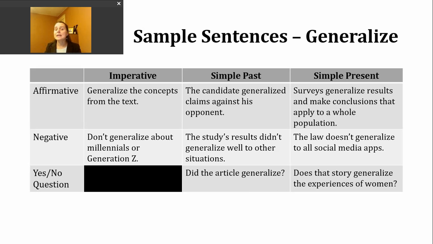Remember, you can always make an imperative a little more polite by starting the sentence with please, or you could end the sentence with please. So: Don't generalize about millennials or Generation Z, please, if that feels more comfortable to you.